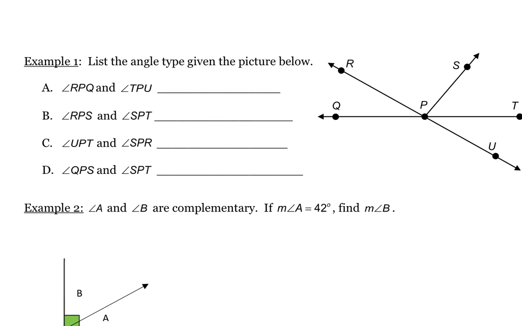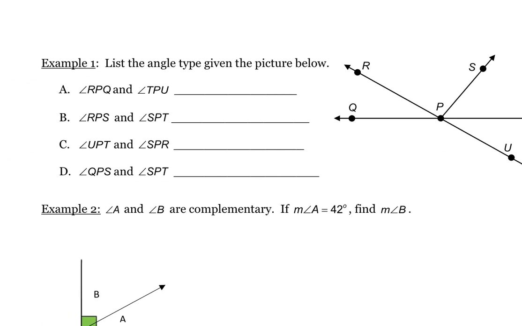All right, we have to do example 1, 2, and 3 here. This is example 1. List the angle type given the picture below. All right, let's look at our types of angles here and classify. The one that I'm not going to do is C. So I'm going to just cross it out. I don't want to do it.